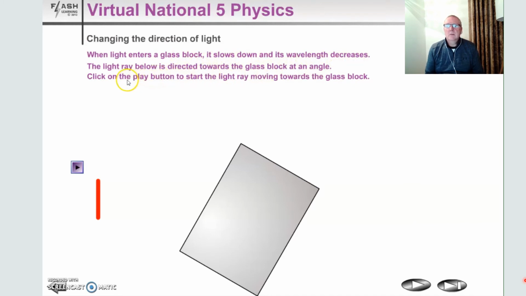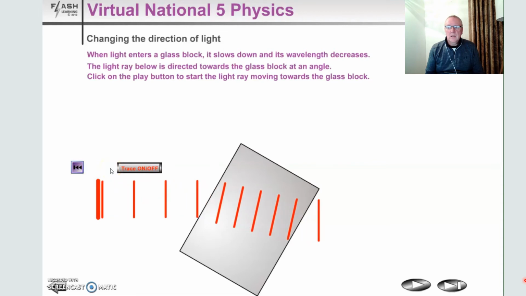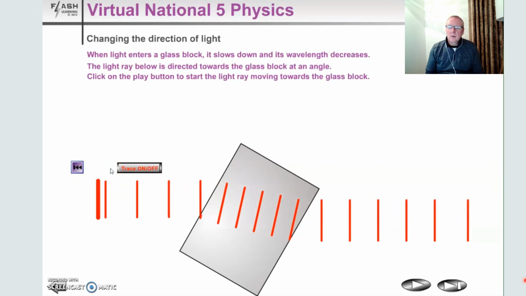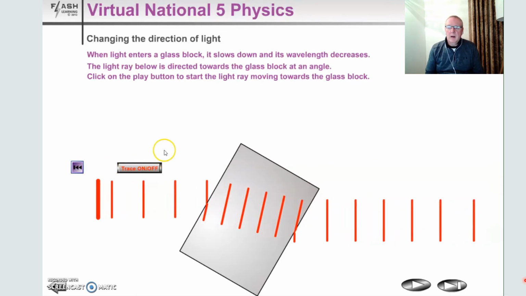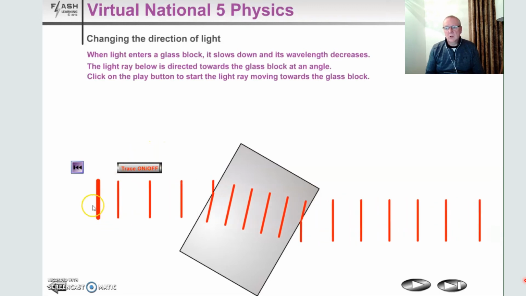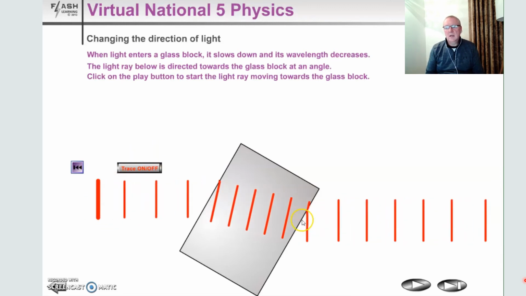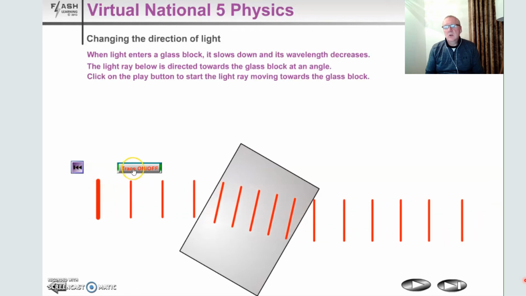I'm not going to go into them today, but it's basically because of this: light, when it enters the glass at an angle, it can change direction. So these are the wavefronts, and when they go into the glass block, the bottom part of the wavefront hits the glass block, slows down, and then the top half has to kind of catch up with it, and that leads to a change in direction.